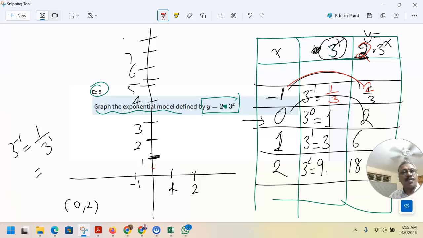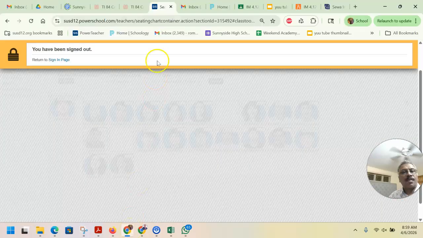So 2/3 will be this one, and 0 is 2, 1 is 6. So your graph is like this. This is how it looks like. You can easily check this with the help of the Desmos calculator also.